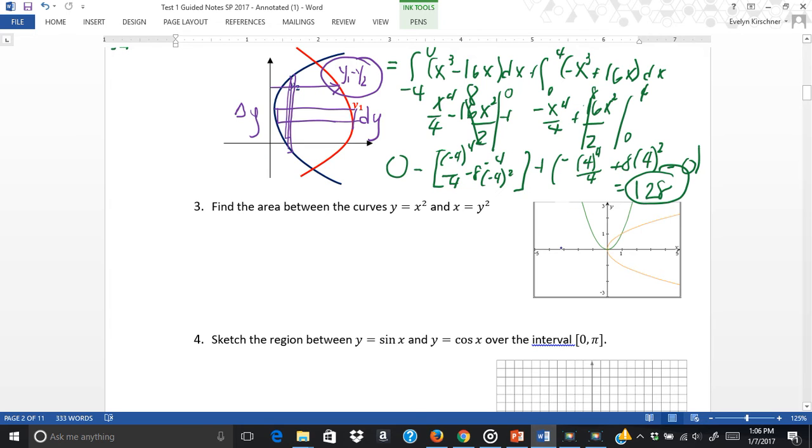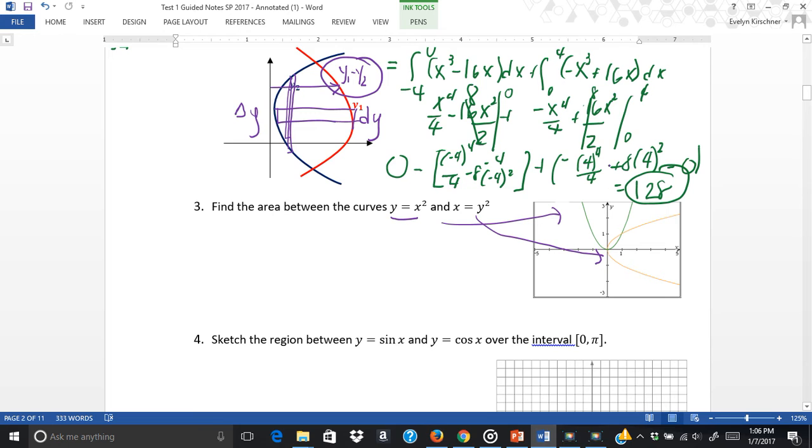So we'll do an example here. This one you could actually do both ways, but we could do it either as dy or dx. We're going to do it as dy. And so we have y equals x squared, which is this graph here, and I have x equals y squared, which is this graph here.